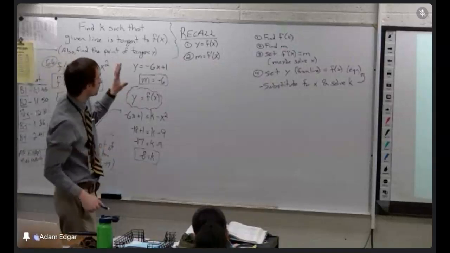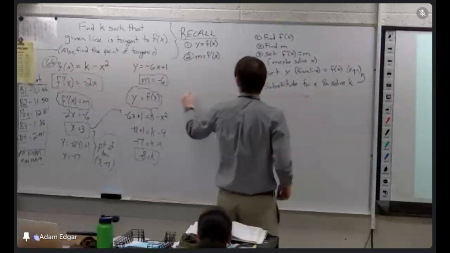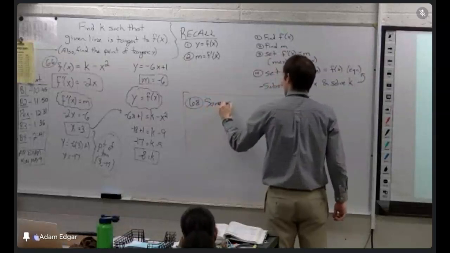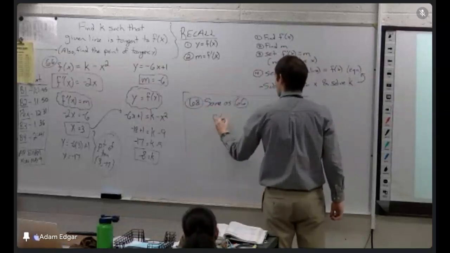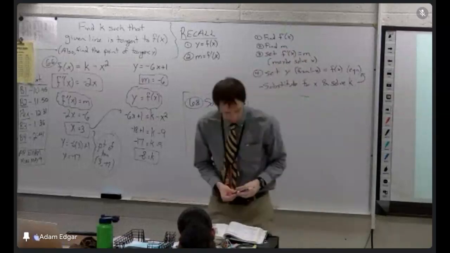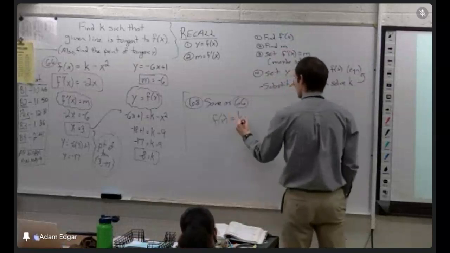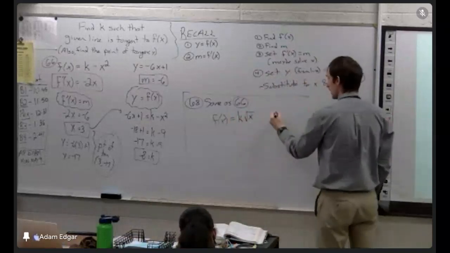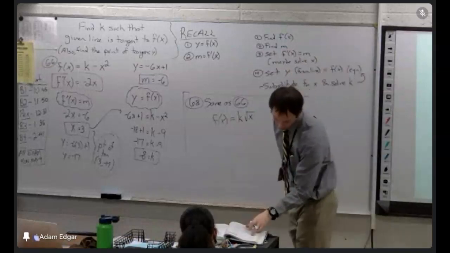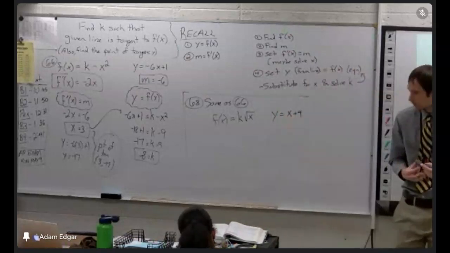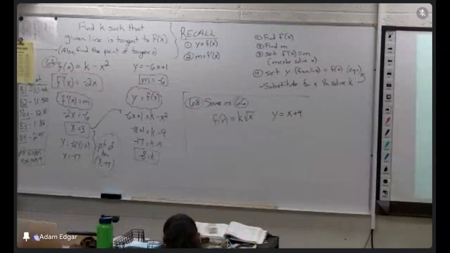So here's 68. It's the same prompt, but a different set of information. So 68, same as 66, but now f of x equals k root x, so k times square root of x, and your tangent line is x plus 4. So you guys go ahead and try that. And you can race me, because I'm doing this for the first time.